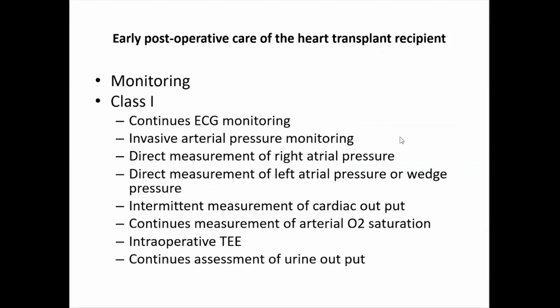This is a few tips about post-operative care for the heart transplant. When this patient comes to the ICU after heart transplant and you're on call, what are some of the things to consider in how to manage this patient? We have some guidelines about monitoring these patients. They all have to be on tele. They have to have an invasive A-line. They have to have a Swan-Ganz catheter or a way to measure the RA, the left atrial or wedge pressure, and the intermittent cardiac output. Be able to monitor their ABG, the arterial oxygenation. The intraoperative TEE is recommended for this patient, and they also have a way to measure their continuous urine output.